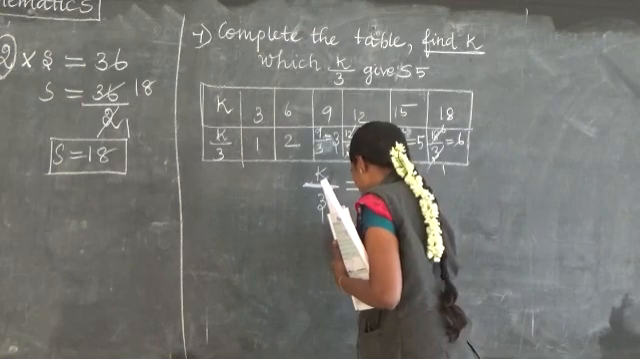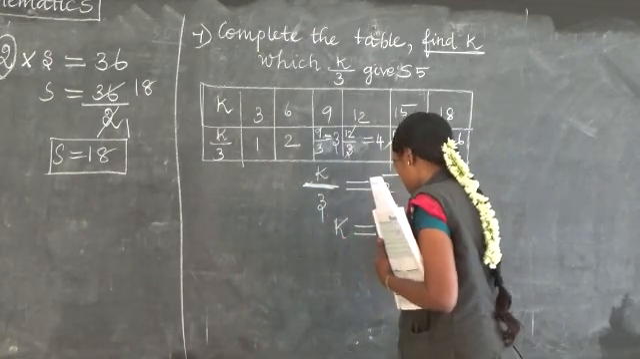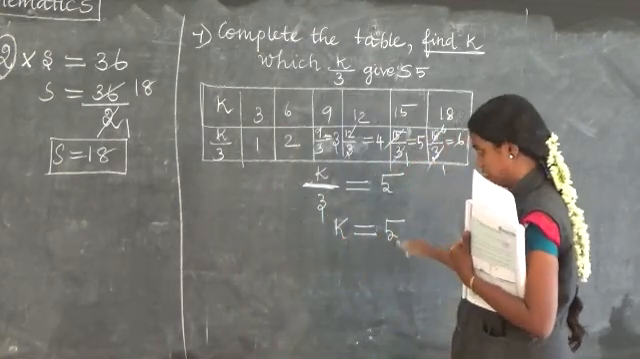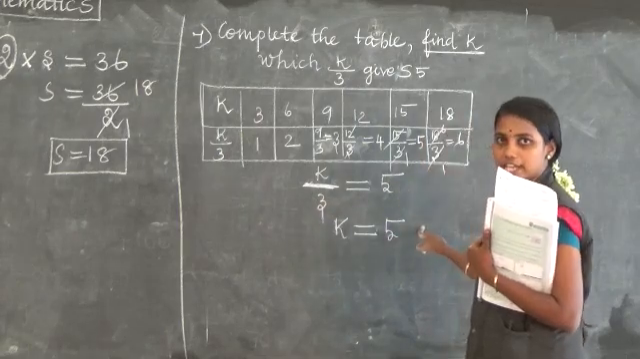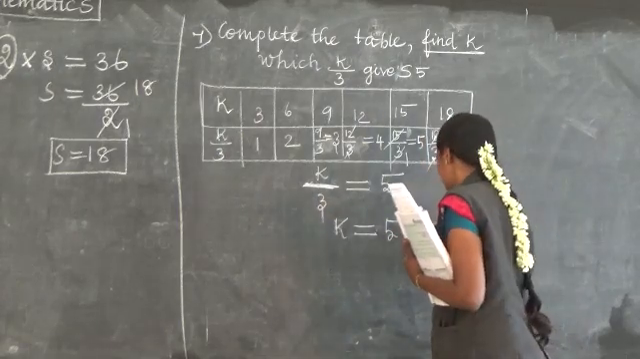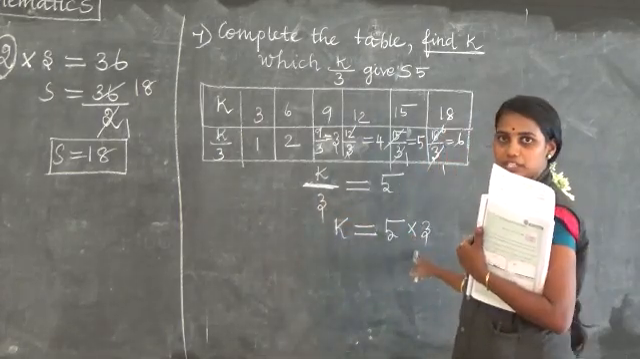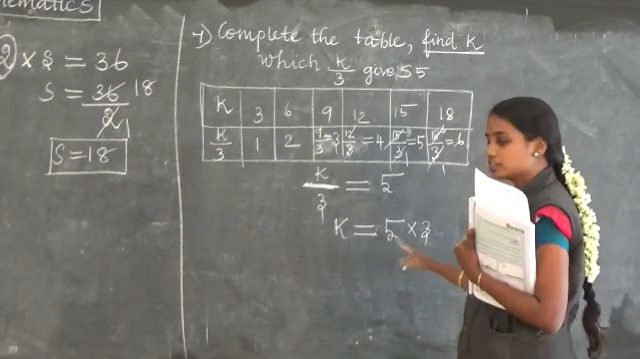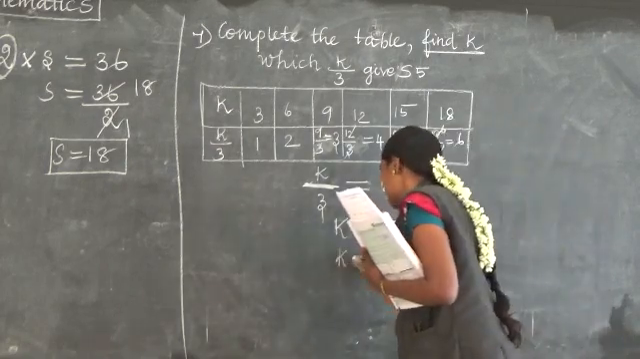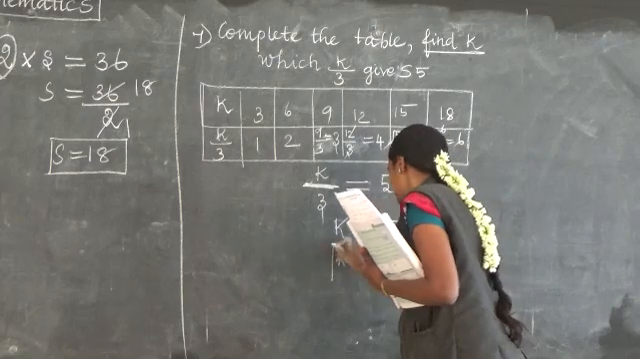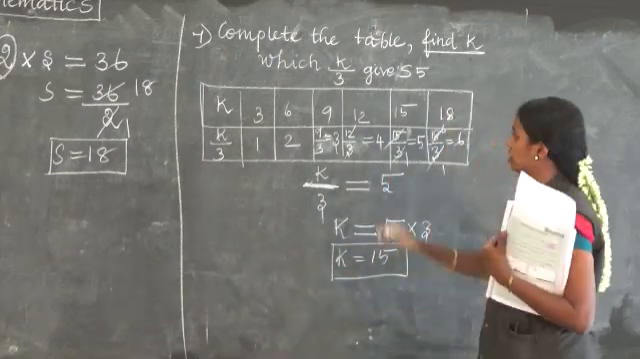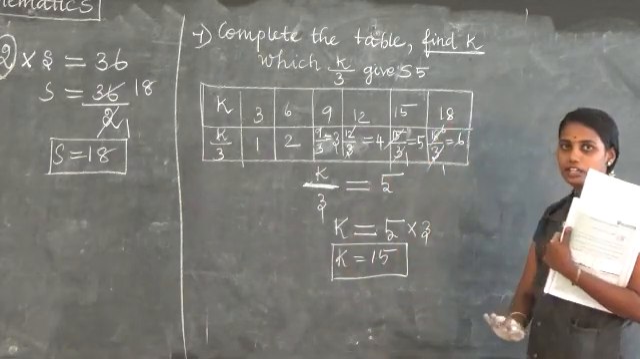So k, write as it is, equal symbol. 5 also write as it is. This 3 will come this side as multiplication. Okay, divide will come this side as multiplication. 5 3s are 15. So the k value is 15. Okay, that's all. We completed the table. We found the k value.